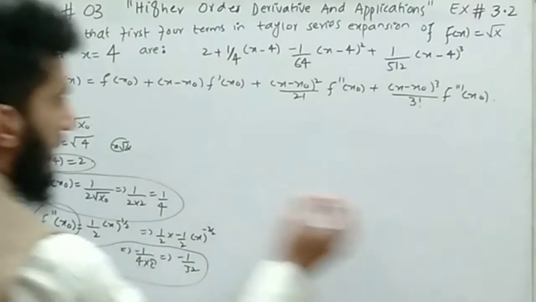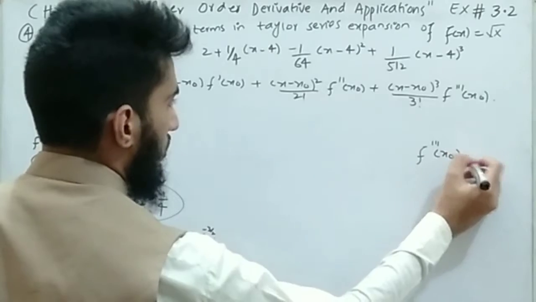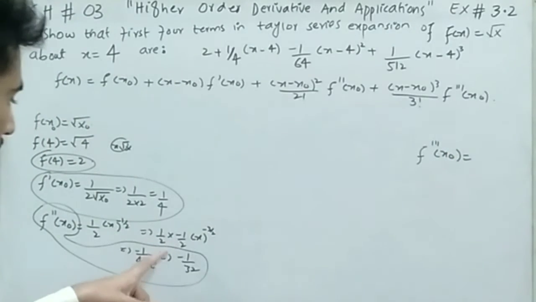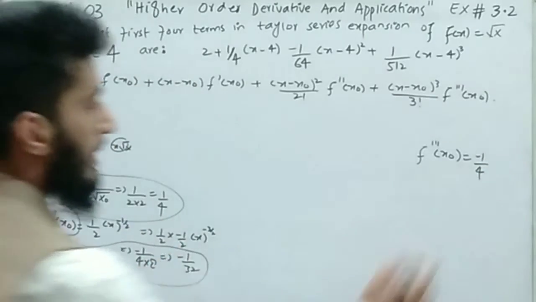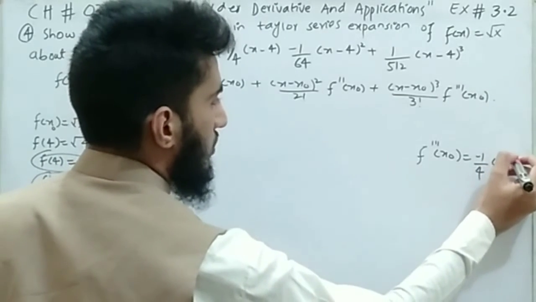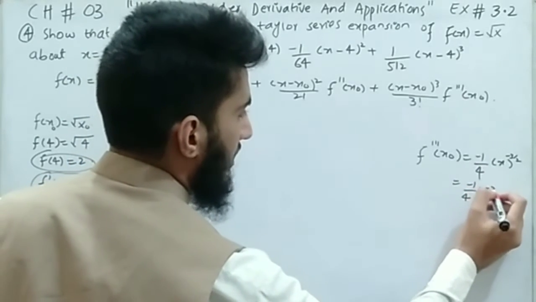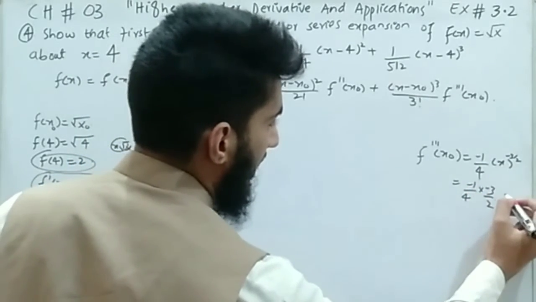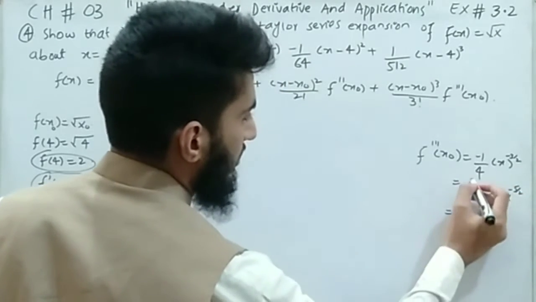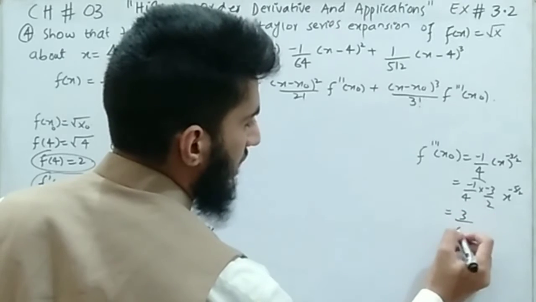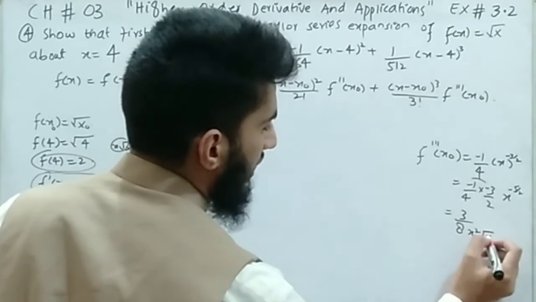Now for the third time derivative, our f triple prime of x naught will be equal to our derivative, minus 1 over 4 and x power minus 3 by 2. Now for the third derivative, the power will come to the front. Minus 1 over 4 multiplied by minus 3 by 2. Again subtract 1 from the power, it becomes x power minus 5 by 2. So minus times minus gives us plus, 3 by 4 multiplied by 2 gives us 8. And this will come to the denominator, it becomes x square and under the root of x.